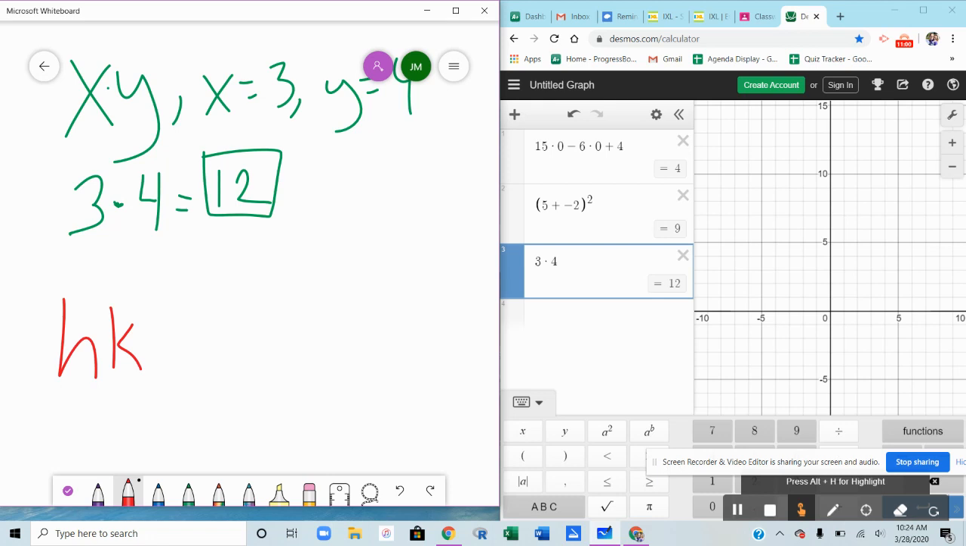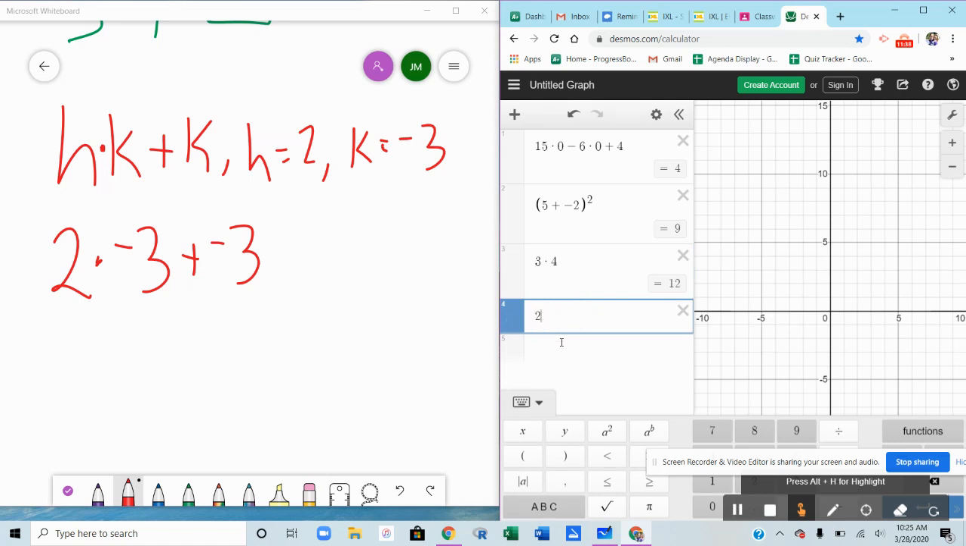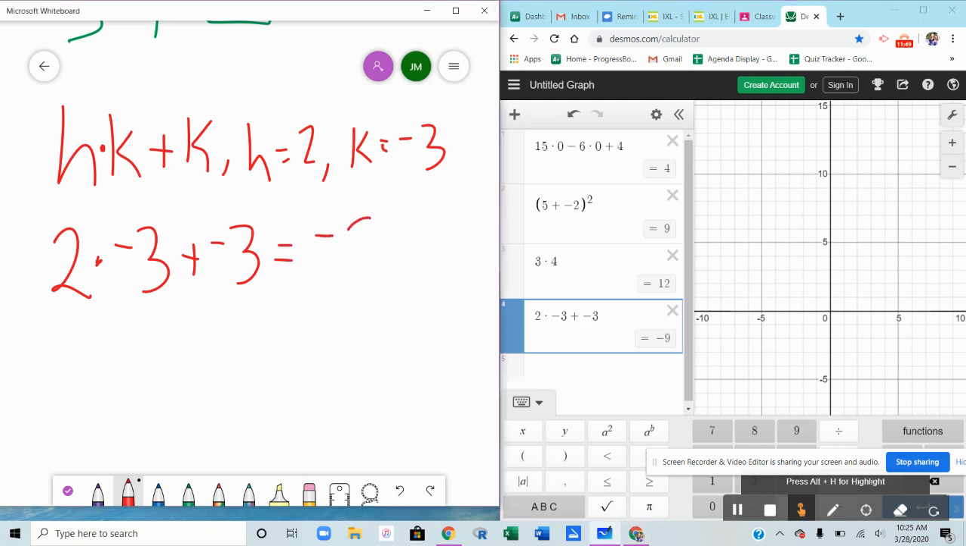Let's say I have hk plus k, and I know that h equals 2 and k equals -3. All right, so plug in your variables into all of their correct places. So you've got h, and then remember there's the imaginary times sign, and then k. So h is 2, your times sign, k is -3, and then plus, and k is -3 again. And then I would highly recommend you type that in your calculator how it is written. Oops, sorry, I typed it in correctly. So 2 times -3 plus -3, which is -9.